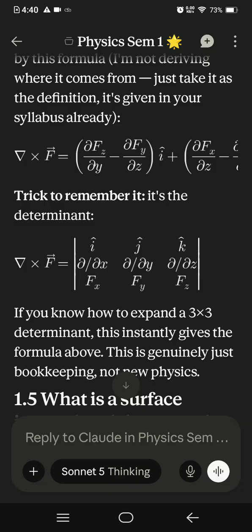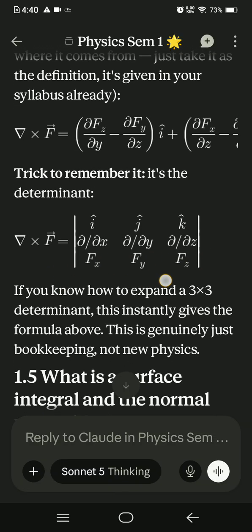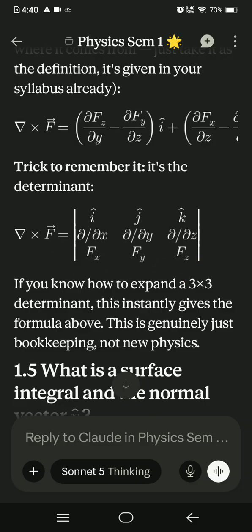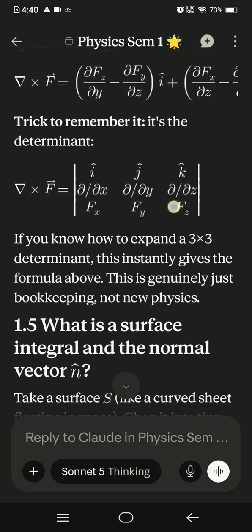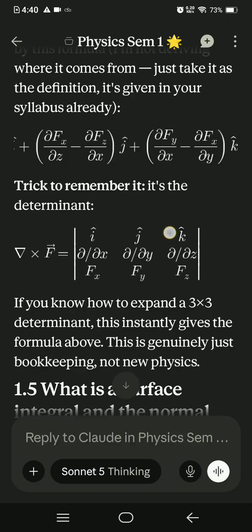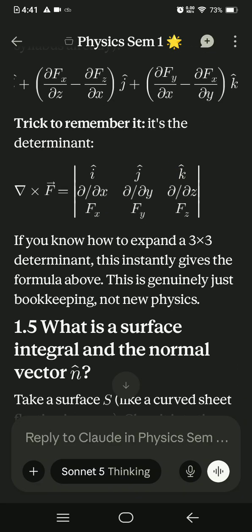Okay, so we can also remember it this way. It's the determinant of this thing. i j k, ∂/∂x ∂/∂y ∂/∂z, Fx Fy Fz. This is easier, but we can also remember like this straight as well. It's not that hard. Okay, so partial differentiation with respect to x, y, and z.